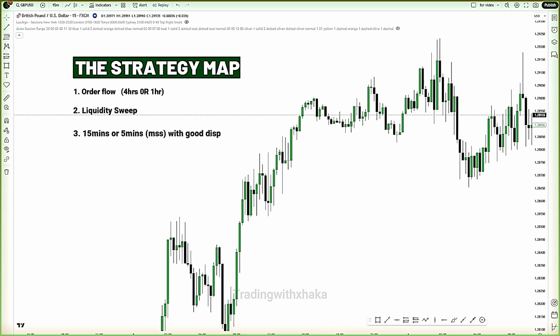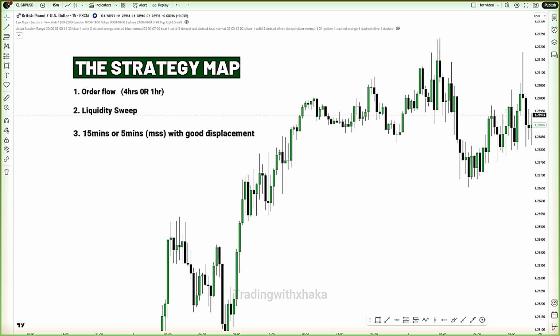Third is 15 minutes market structure shift with good displacement. If you're using 4 hours, that's when we look for the 15 minutes market structure shift. But if you're using 1 hour, 5 minutes will be our time frame for market structure shift with good displacement.